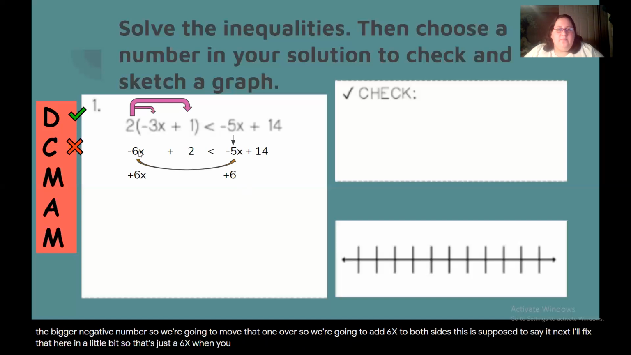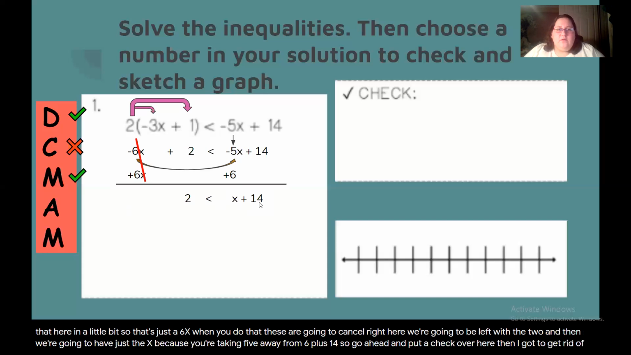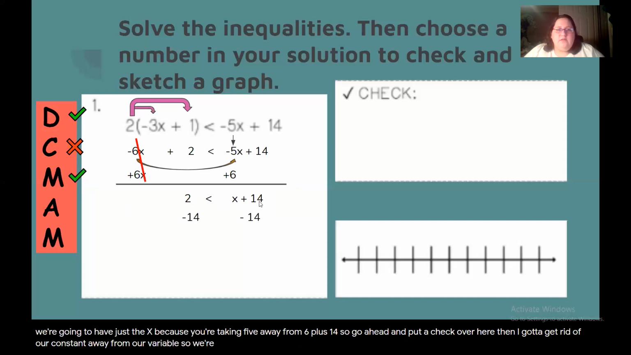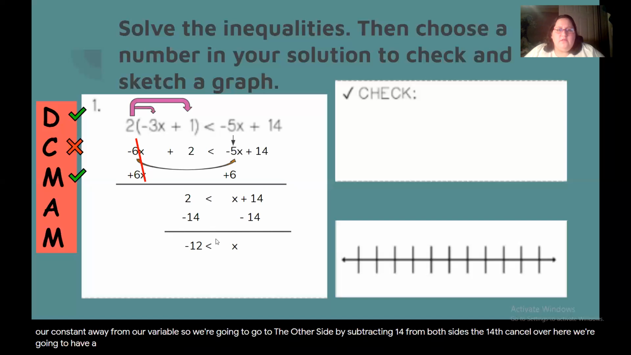When you do that, these are going to cancel right here. We're going to be left with the 2. And then we're going to have just the x because you're taking 5 away from 6, plus 14. So we'll go ahead and put a check over here. Then we got to get rid of our constant away from our variable. So we're going to move that to the other side by subtracting 14 from both sides. The 14s cancel. Over here, we're going to have a negative 12 is less than x.